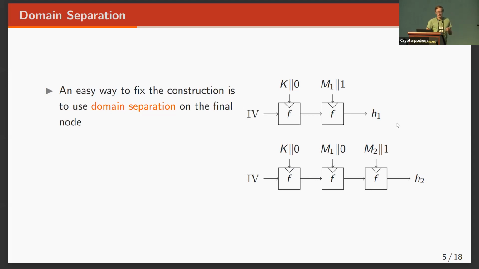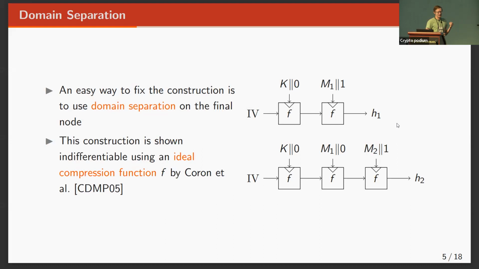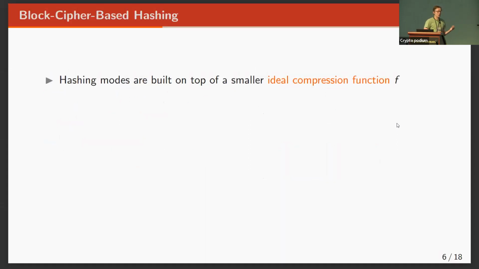And this construction is also shown to be indifferentiable by Coron et al. when it is based on an ideal compression function f. And what is more commonly done is that hash constructions are based on a smaller fixed-size compression function f. However, such an ideal compression function, we cannot build that directly, and we have to use another primitive.